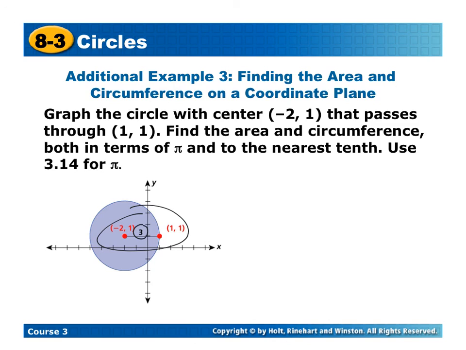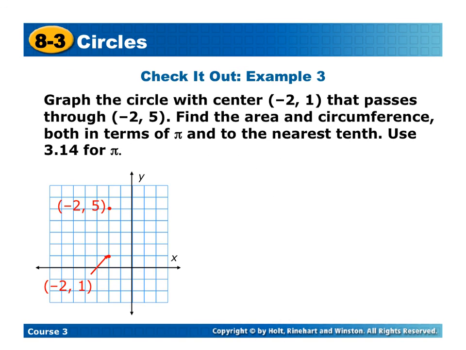So that's our radius. So in terms of pi, it's going to be 3 squared, which is 9, times pi. So that is our area in terms of pi. But that's also about equal to 28.26, or 28.3 units squared. So here's another one. Why don't you go and try this one on your own.